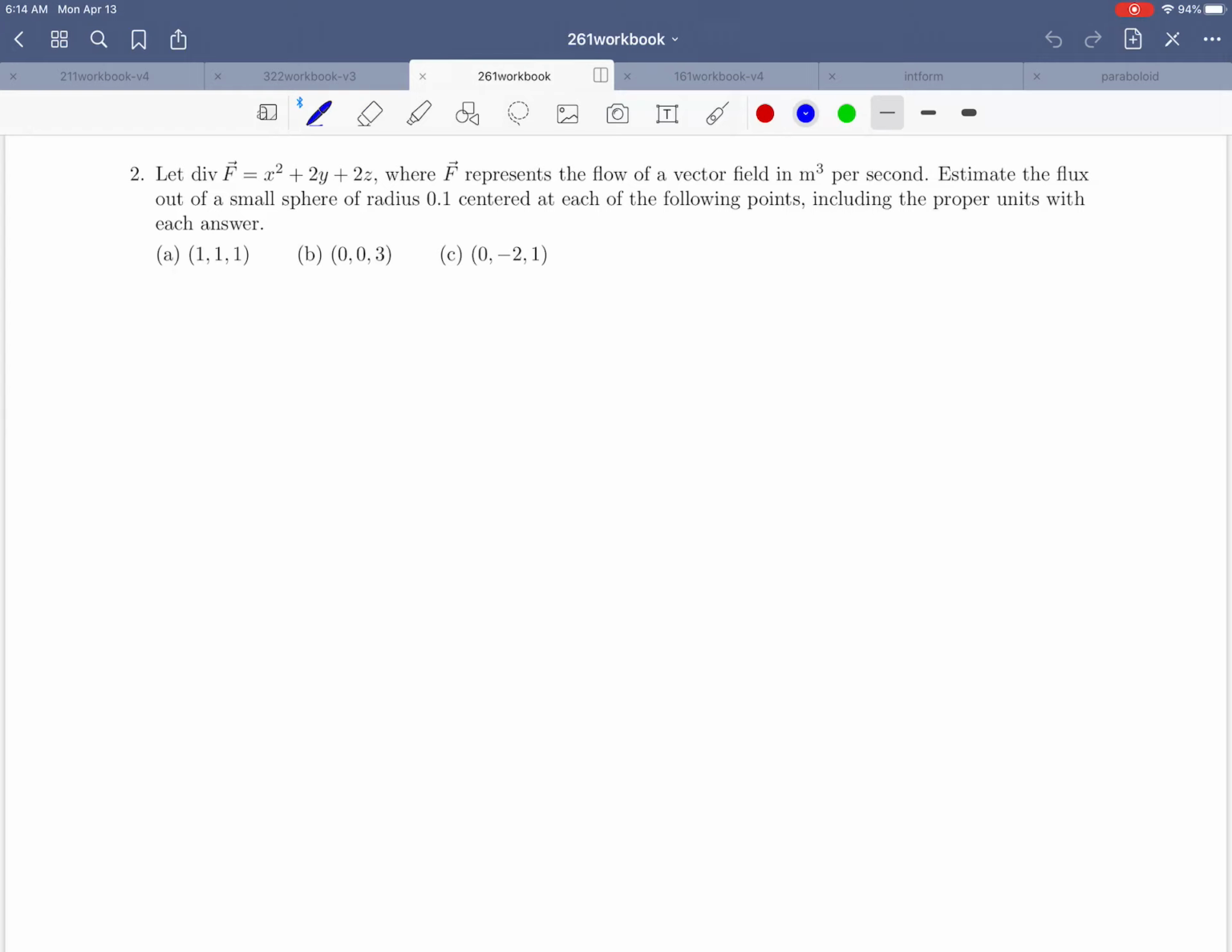Hello again, everybody, and welcome to Exercise 2. We are looking at page 141 in the workbook. And here's another exercise involving the divergence of a vector field. Let's read this together. We're going to work through part A.